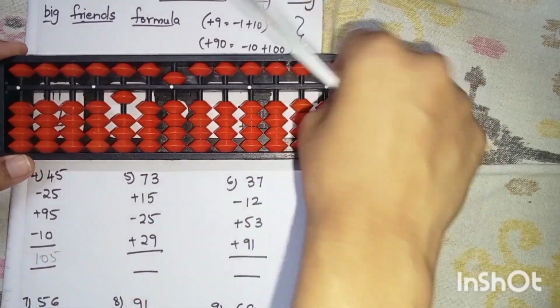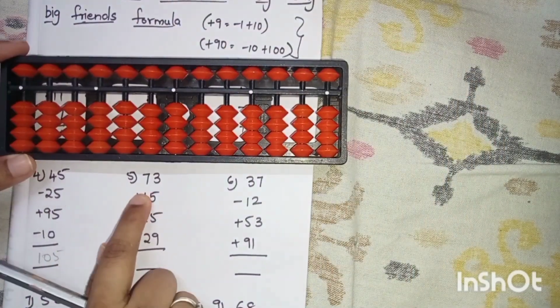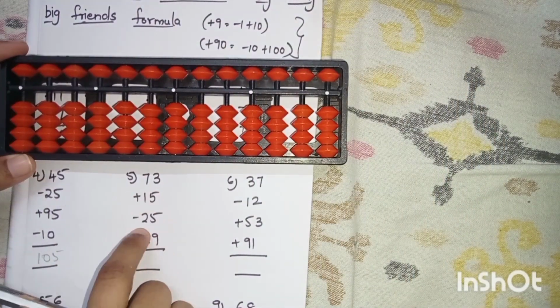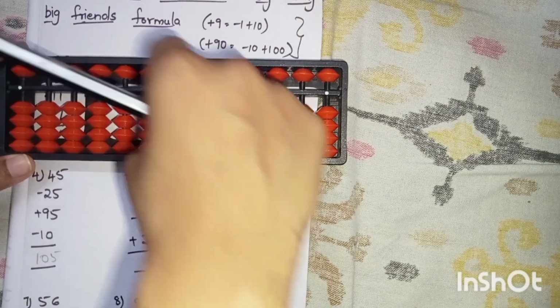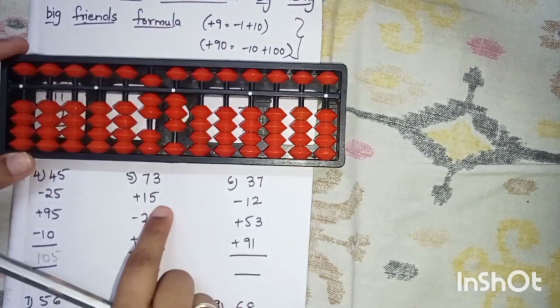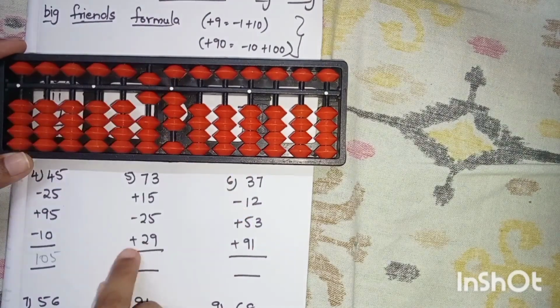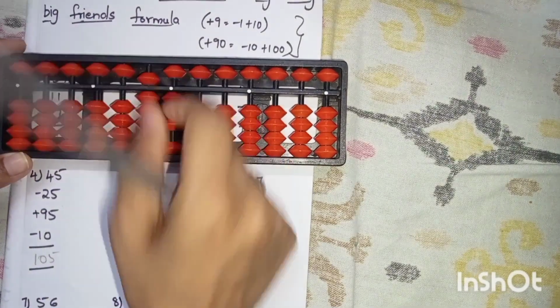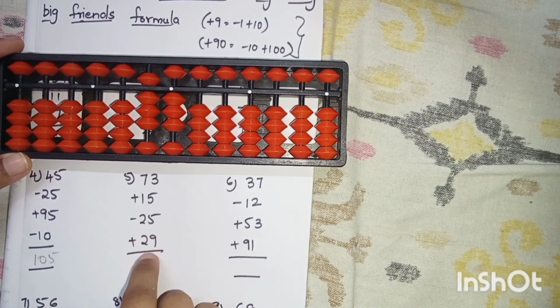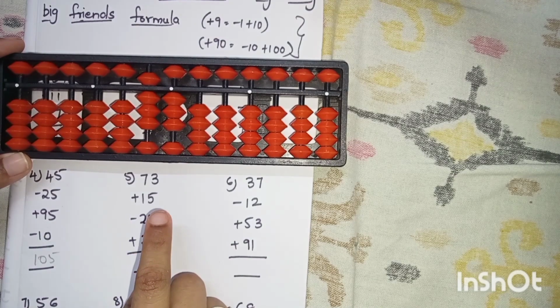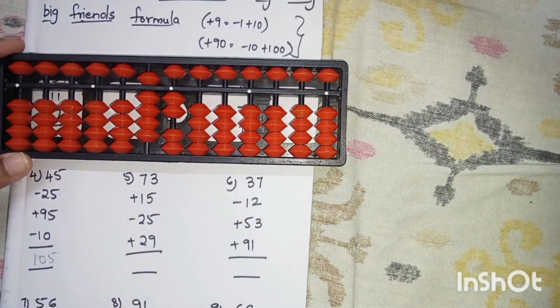105. Clear the scale. Fifth one, 73 plus 15 minus 25 plus 29. 73 plus 15 minus 25 plus 29. What is the formula of plus 9? Is equal to minus 1 plus 10. So what is the answer? 92.